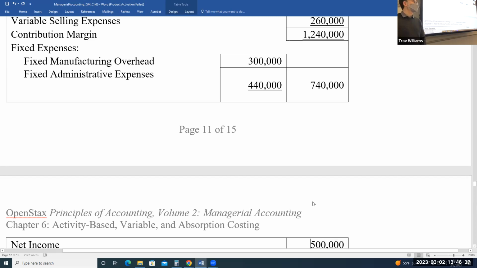Which again is why you would not share this outside the company, because it's going to confuse people. But it might be useful for managers that want to see variable costs separated out from fixed. Okay. Any questions on this problem?